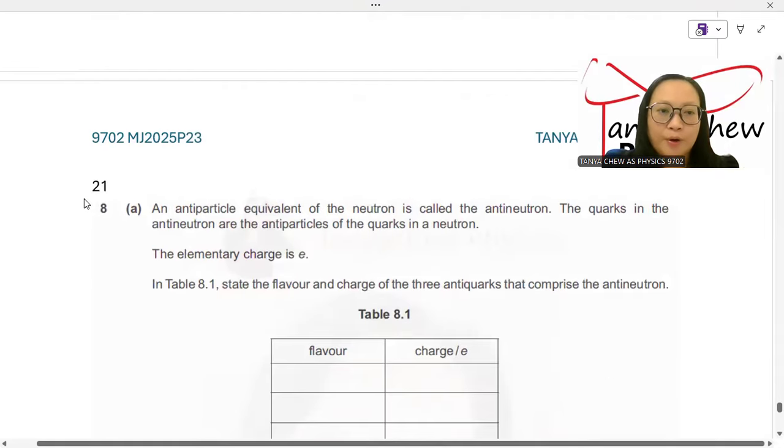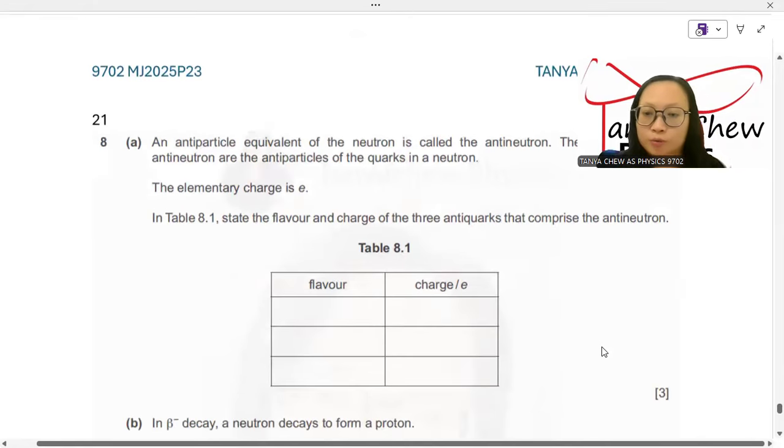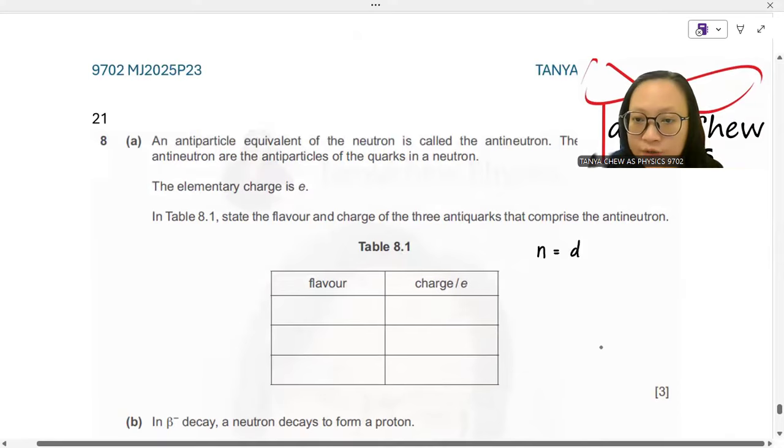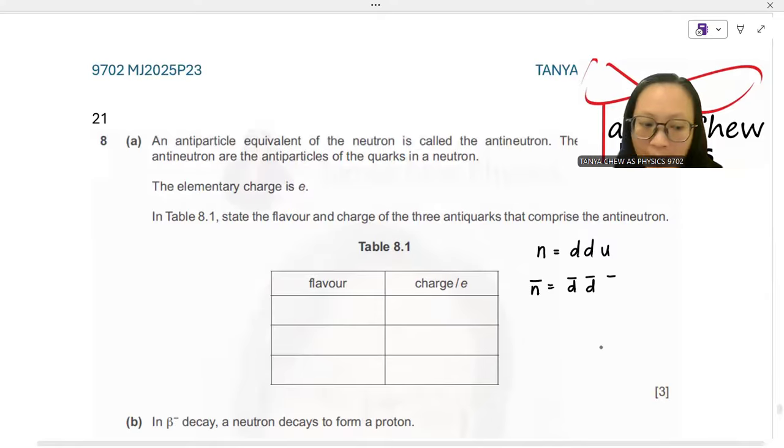Now, number 8A. An antiparticle equivalent of a neutron is called an antineutron. The quarks in the antineutron are the antiparticles of the quarks in the neutron. Elementary charge is e. In table 8.1, state the flavor and charge of the three antiquarks that comprise the antineutron. First of all, I need to write the neutron first. It consists of down, down, up quark. So the antineutron consists of anti-down, anti-down, and anti-up quark.